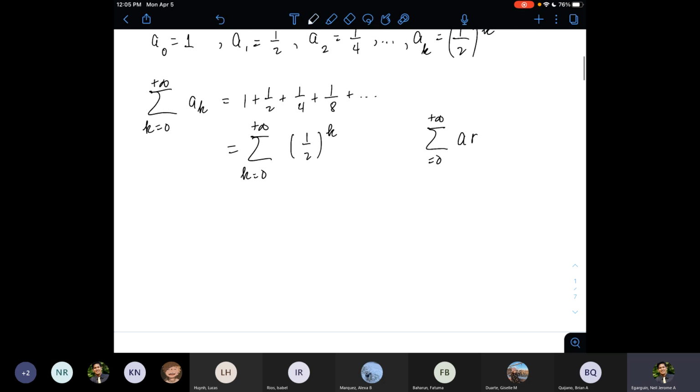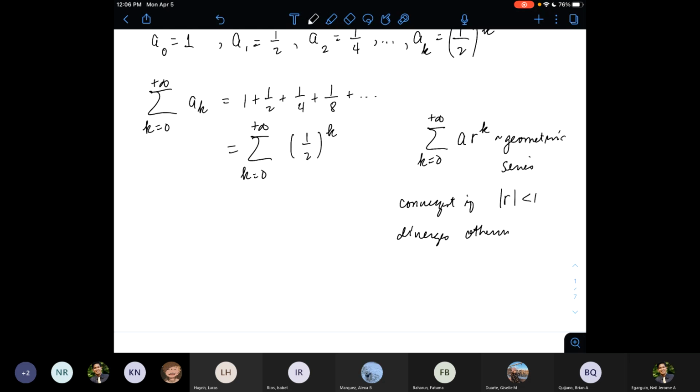Let's change the index to k. I'm used to using n as the dummy variable, but it doesn't matter as long as you're consistent. You can use n, you can use k, or whatever your favorite letter is. But we have seen this. This is a geometric series. And a geometric series is convergent if the absolute value of r is less than 1, and it diverges otherwise.